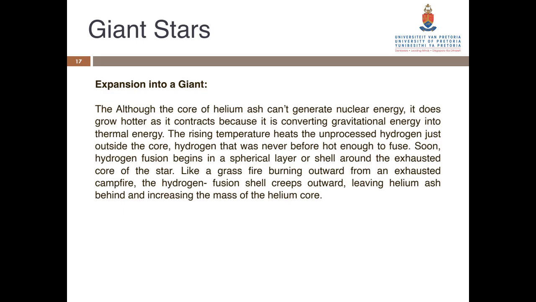Once all the helium has fused, the carbon starts pushing down on the core, which starts to contract, and if it becomes hot enough, then you can start fusing carbon again. But if it cannot become hot enough, then that is where the star will die. Then the outer layers are pushed away, and it creates a white dwarf.